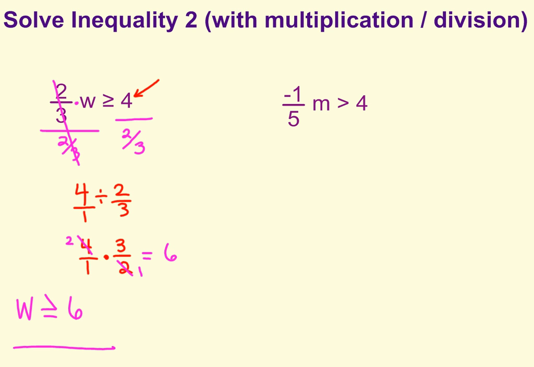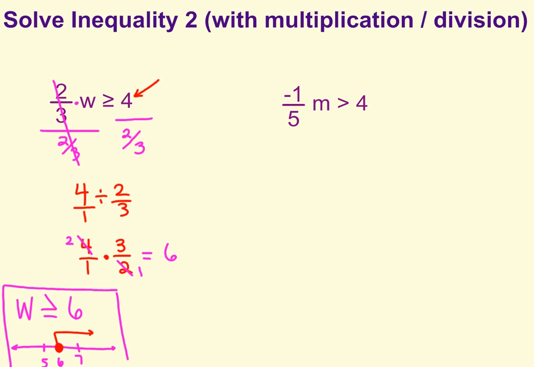On a number line, here's 6, 5, 7. This would have a closed circle on 6 shading to the right. So that's our final solution here.